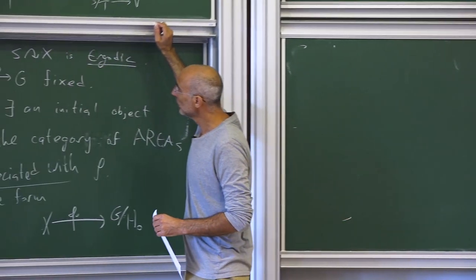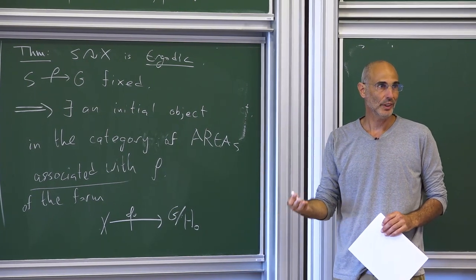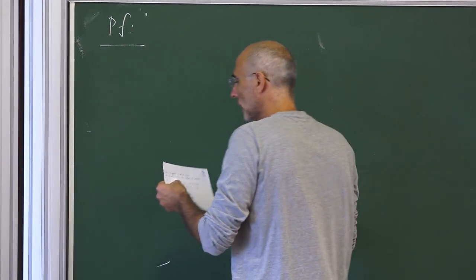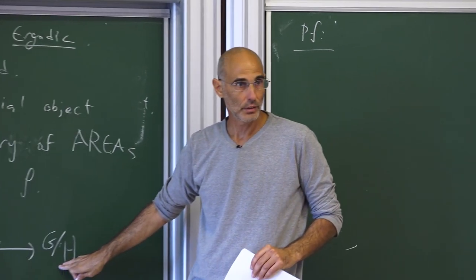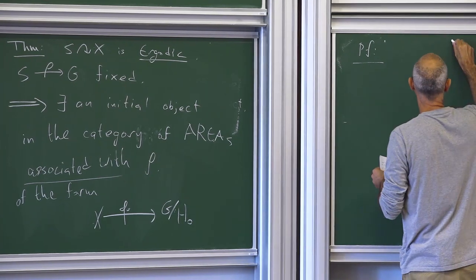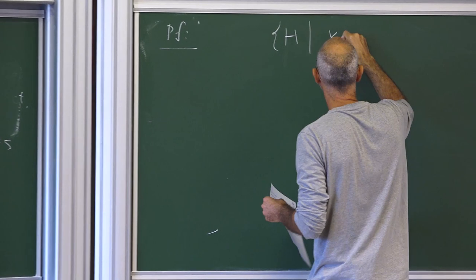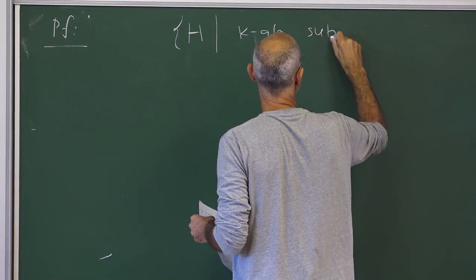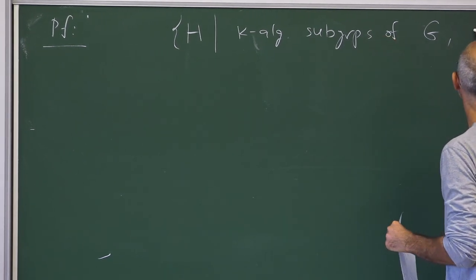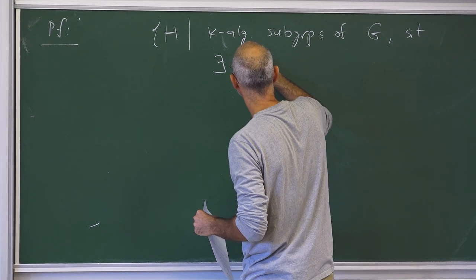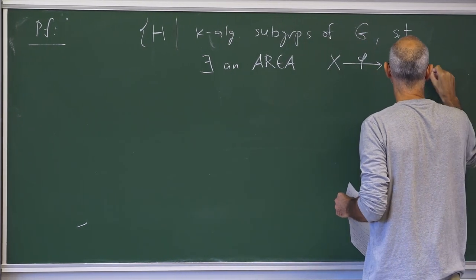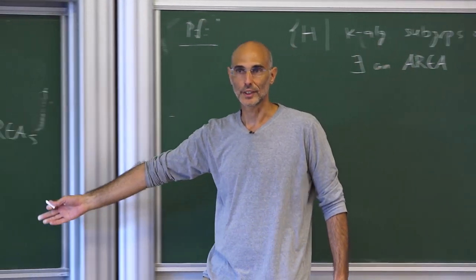Now I will prove this theorem, and you're familiar with this line of thought that I'm about to present, and I'm using the same tricks over and over again. I'm looking for such a thing. I will look at all options. So I will consider the space of all H, K algebraic subgroups of G, such that there exists a map from X to G mod H. All candidates sitting here.